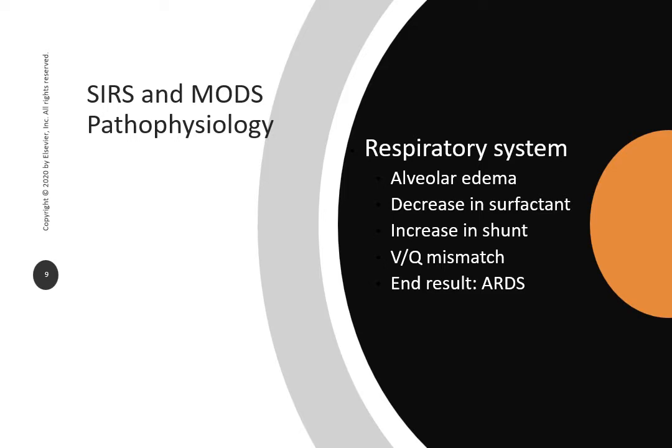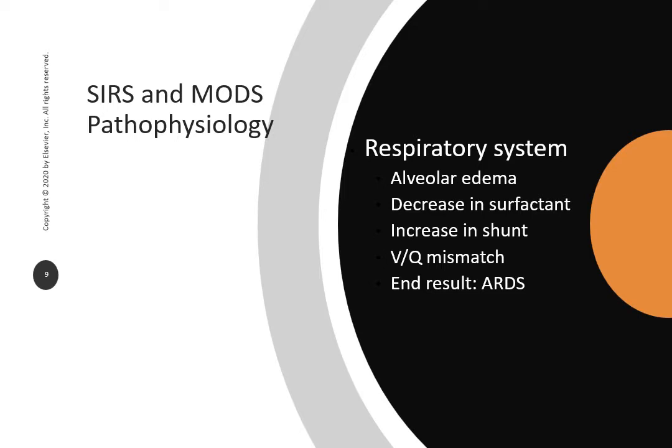The respiratory system is often the first system to show signs of dysfunction in SIRS and MODS. Inflammatory mediators have a direct effect on the pulmonary vasculature. The endothelial damage from the release of inflammatory mediators causes increased capillary permeability. This causes movement of fluid from the pulmonary vasculature into the pulmonary interstitial spaces. The fluid then moves into the alveoli, causing alveolar edema.